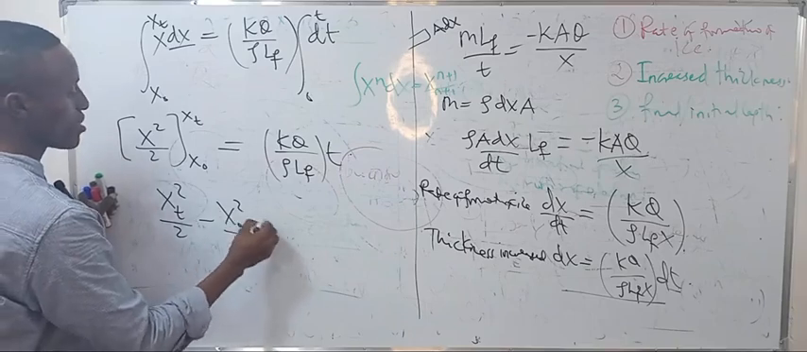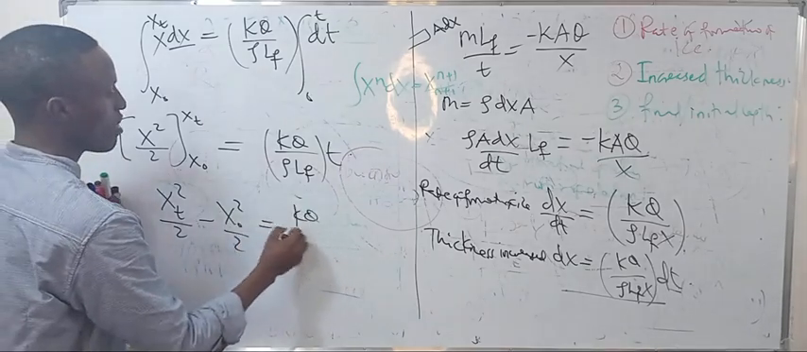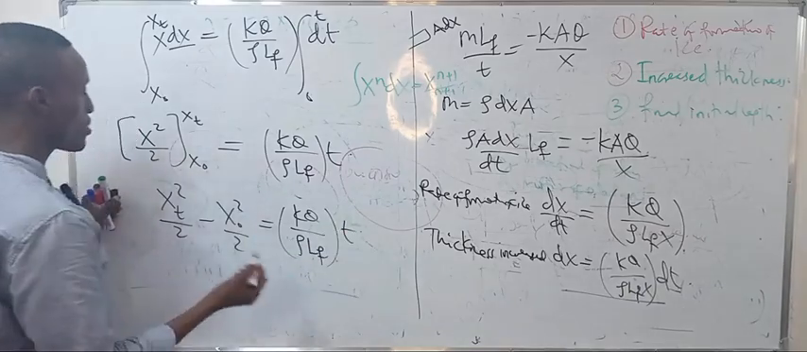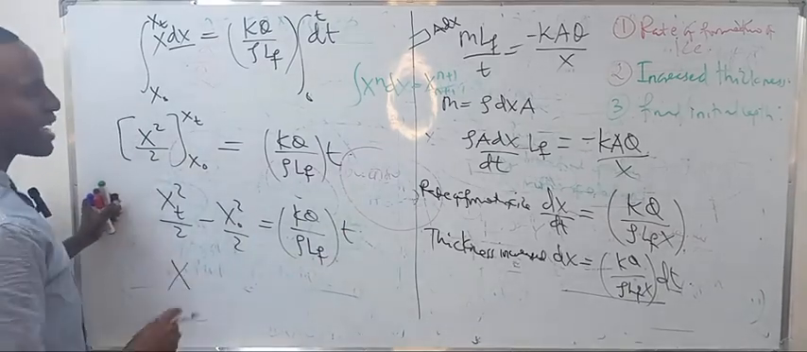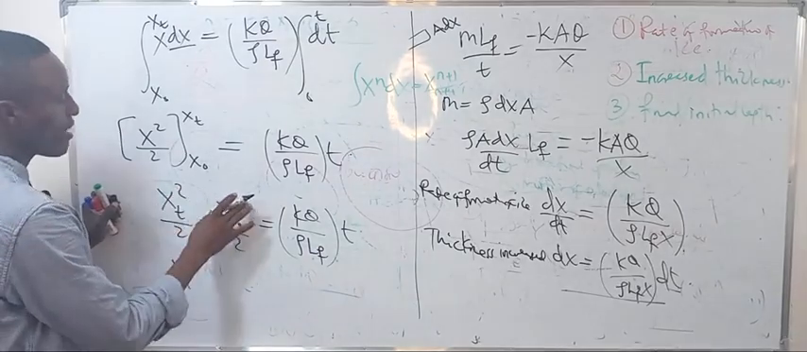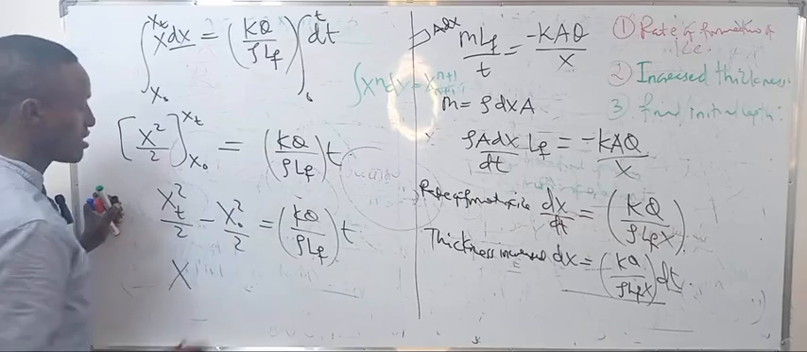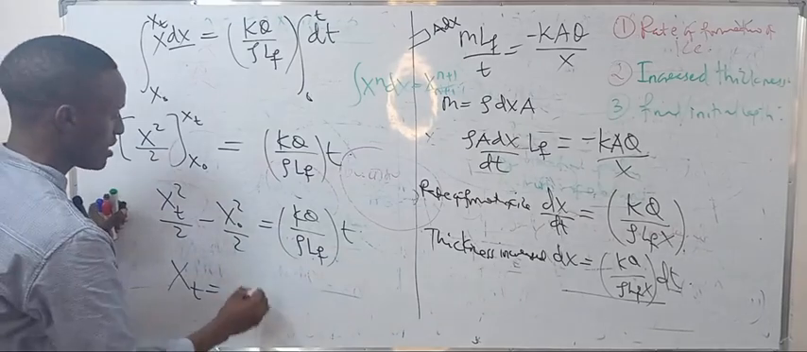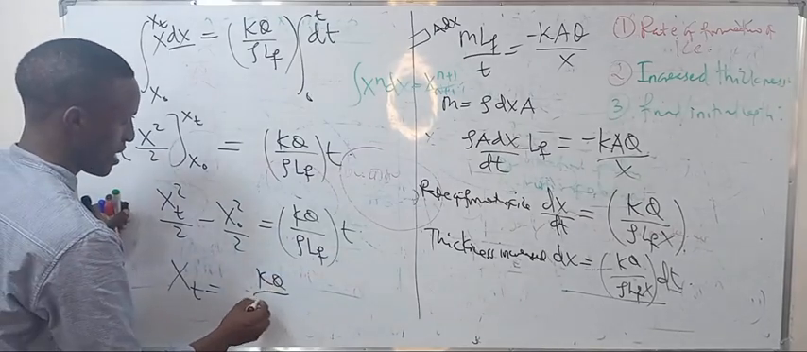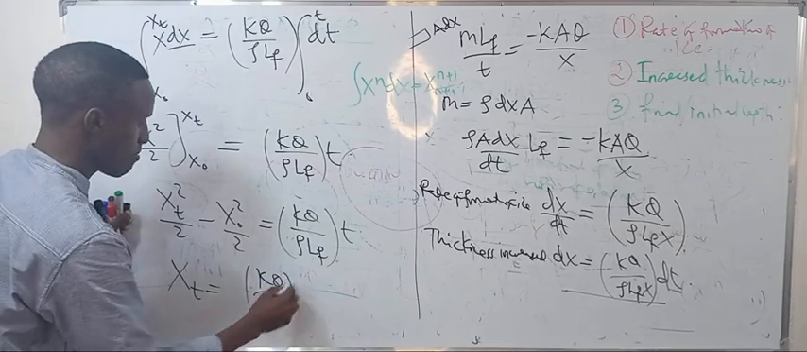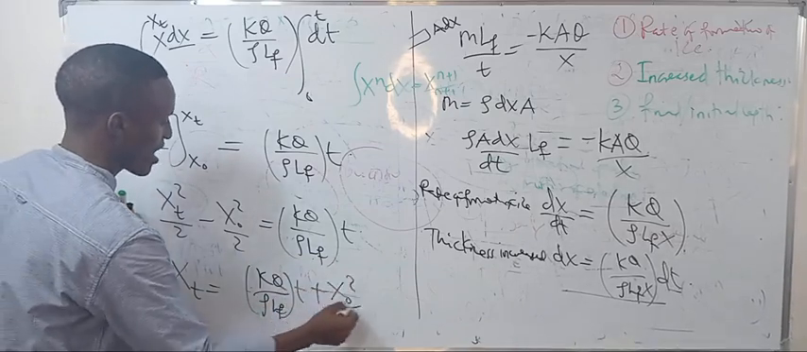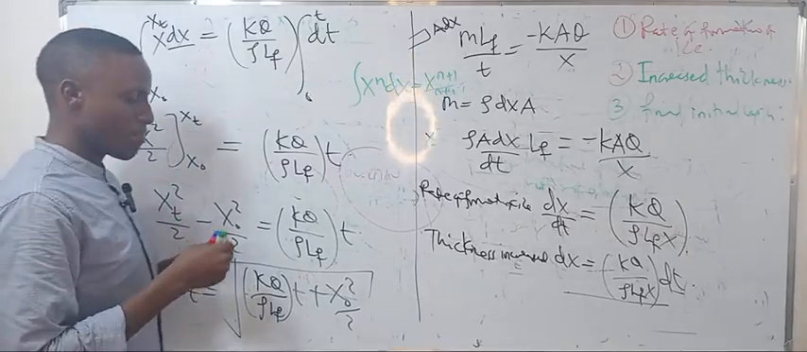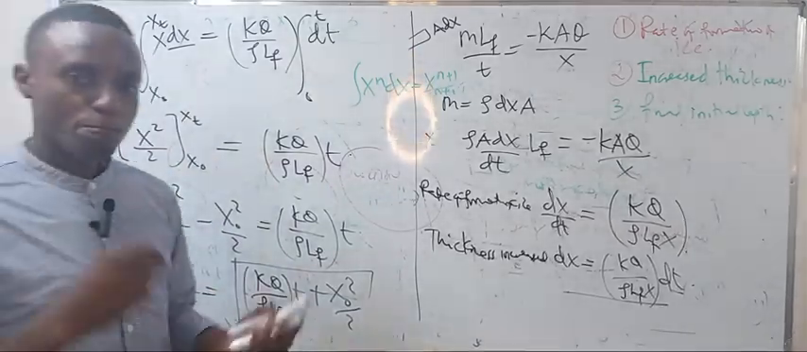That's all about it. So you just have k theta over density latent heat of fusion times time. Talking about the thickness, you can make either the initial or the final the subject. For example, let me make it for the final. I can say this comes to that side. So we multiply density, latent heat, by time, plus x naught squared over 2. Then you put the square root. That's all about the length at that time.